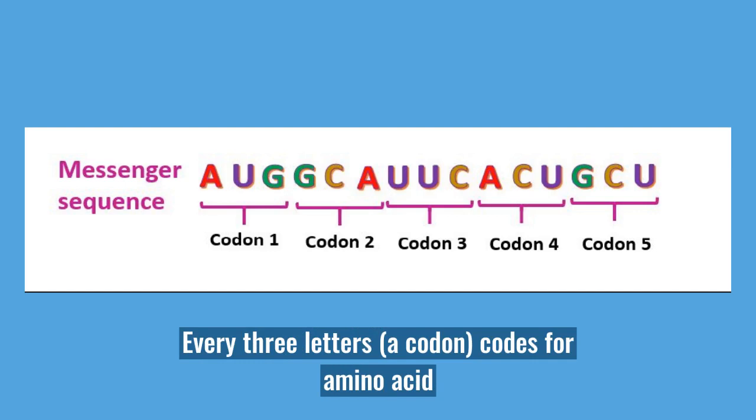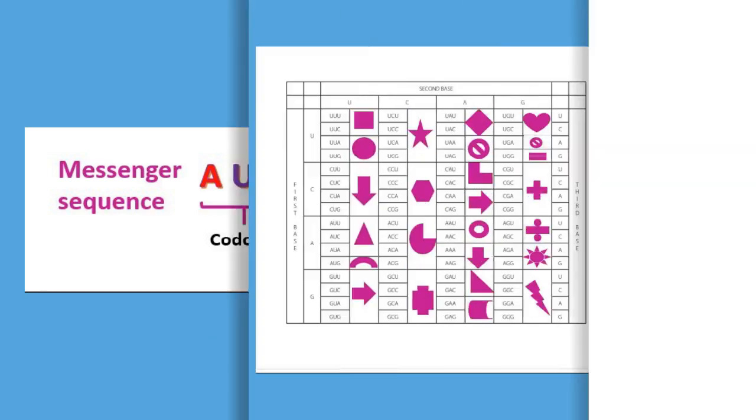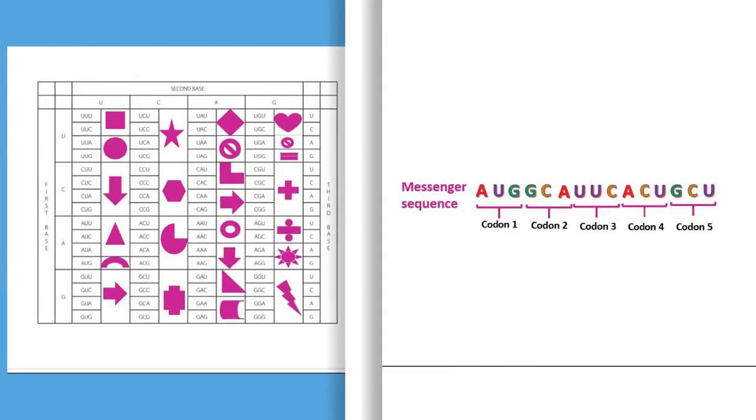Every 3 letters in the messenger sequence is read like a word in a sentence. Each word tells the cell which amino acid to use next in the protein chain. Scientists call the 3-letter word a codon. Scientists have a table which lets them work out which amino acid is coded for by the 3-letter word codon.